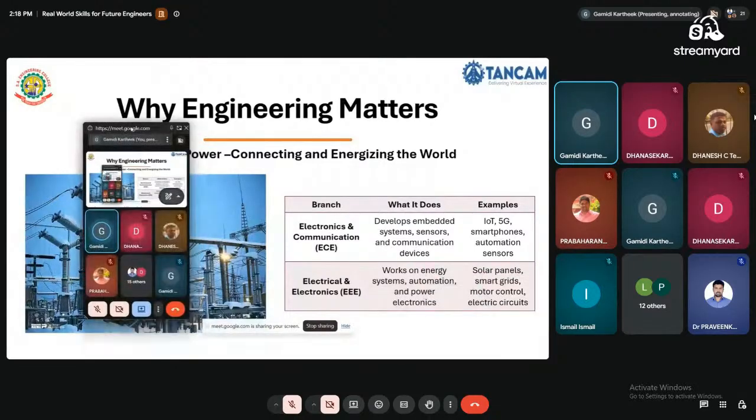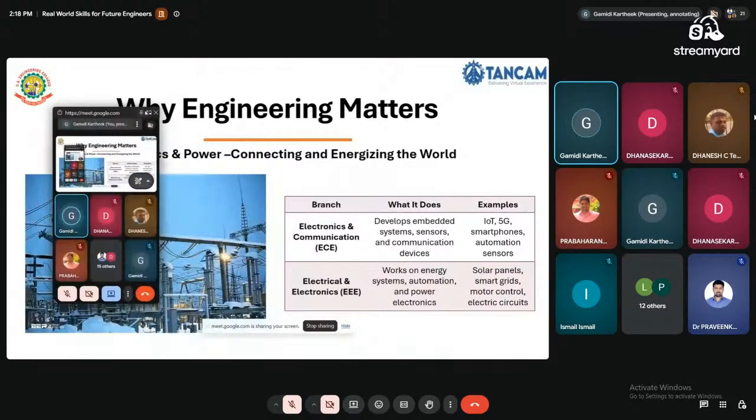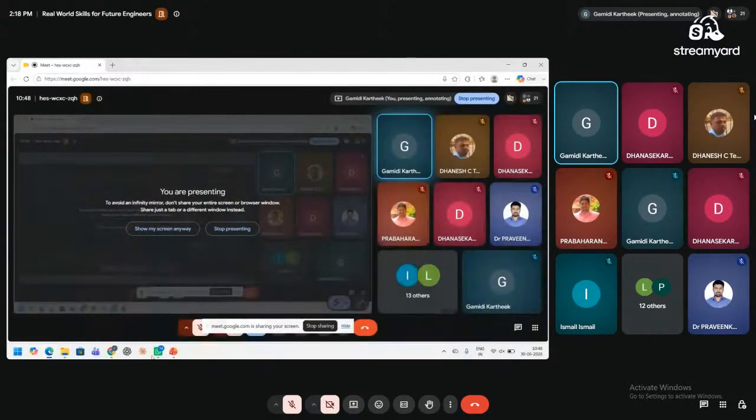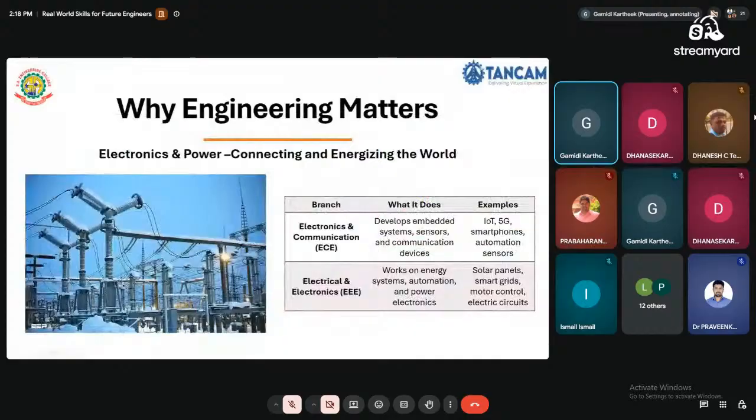Whereas, just give me a minute. Let me minimize this screen. I think my screen is visible to all of you.